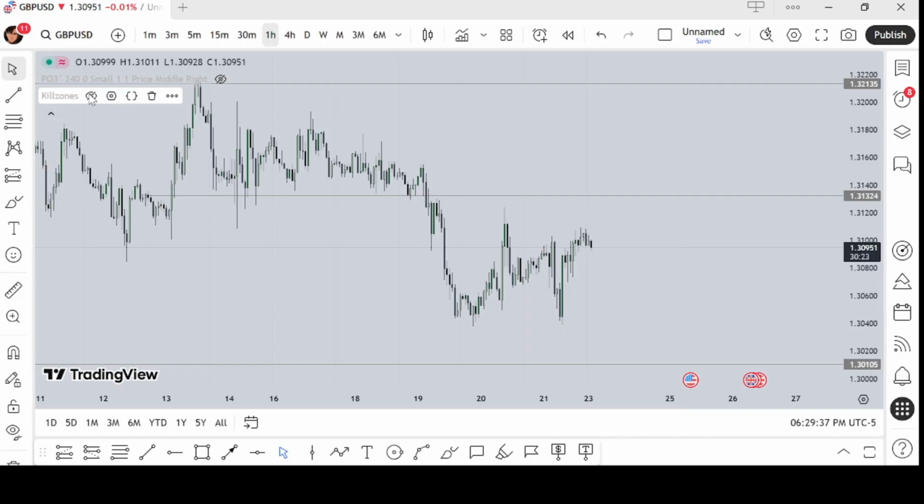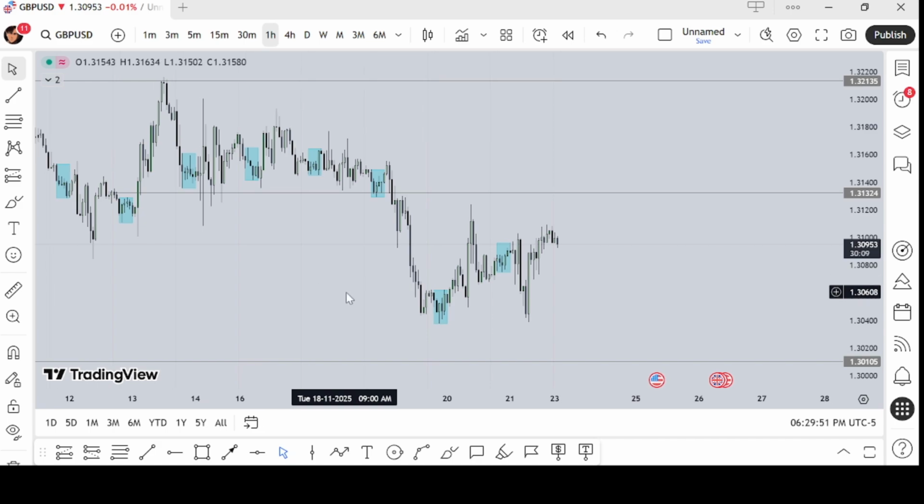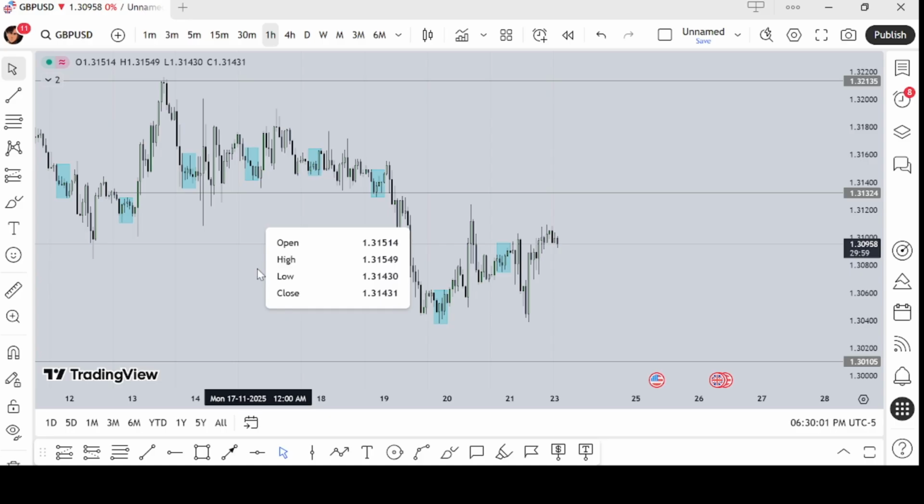Now I'm going to click and bring the indicator to life. So this is the indicator. Now look at this very well. Before I say anything, look at this price action very well. Look at it very closely. This is the 1 hour time frame. It can work on any time frame, but I suggest you use the 1 hour time frame. The 1 hour time frame is the best because you can use it for intraday setups.